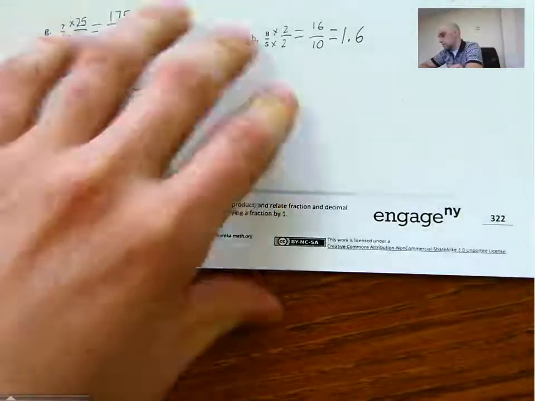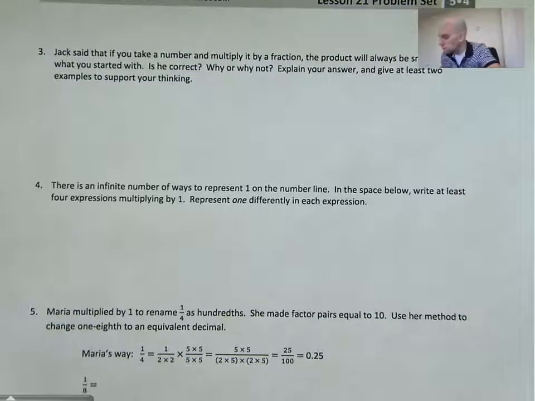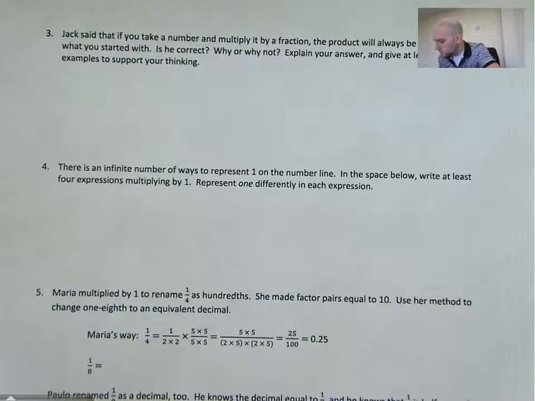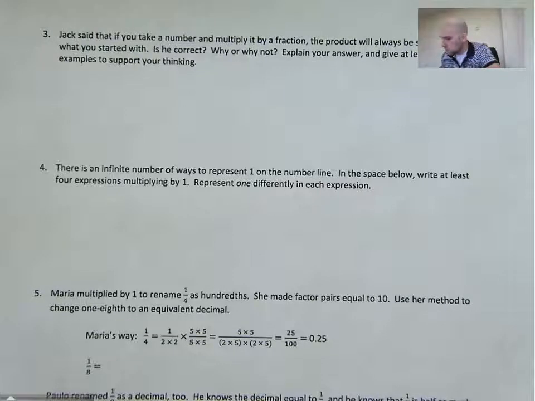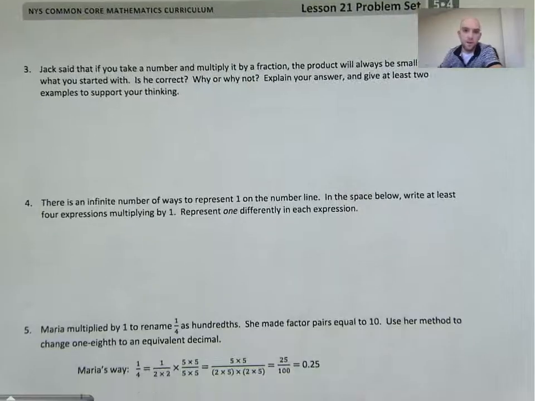All right, let's try a word problem. All right, so let's try number 3. Jack said that if you take a number and multiply it by a fraction, the product will always be smaller than what you started with. Is he correct? Why or why not? Explain your answer and give at least 2 examples to support your thinking.